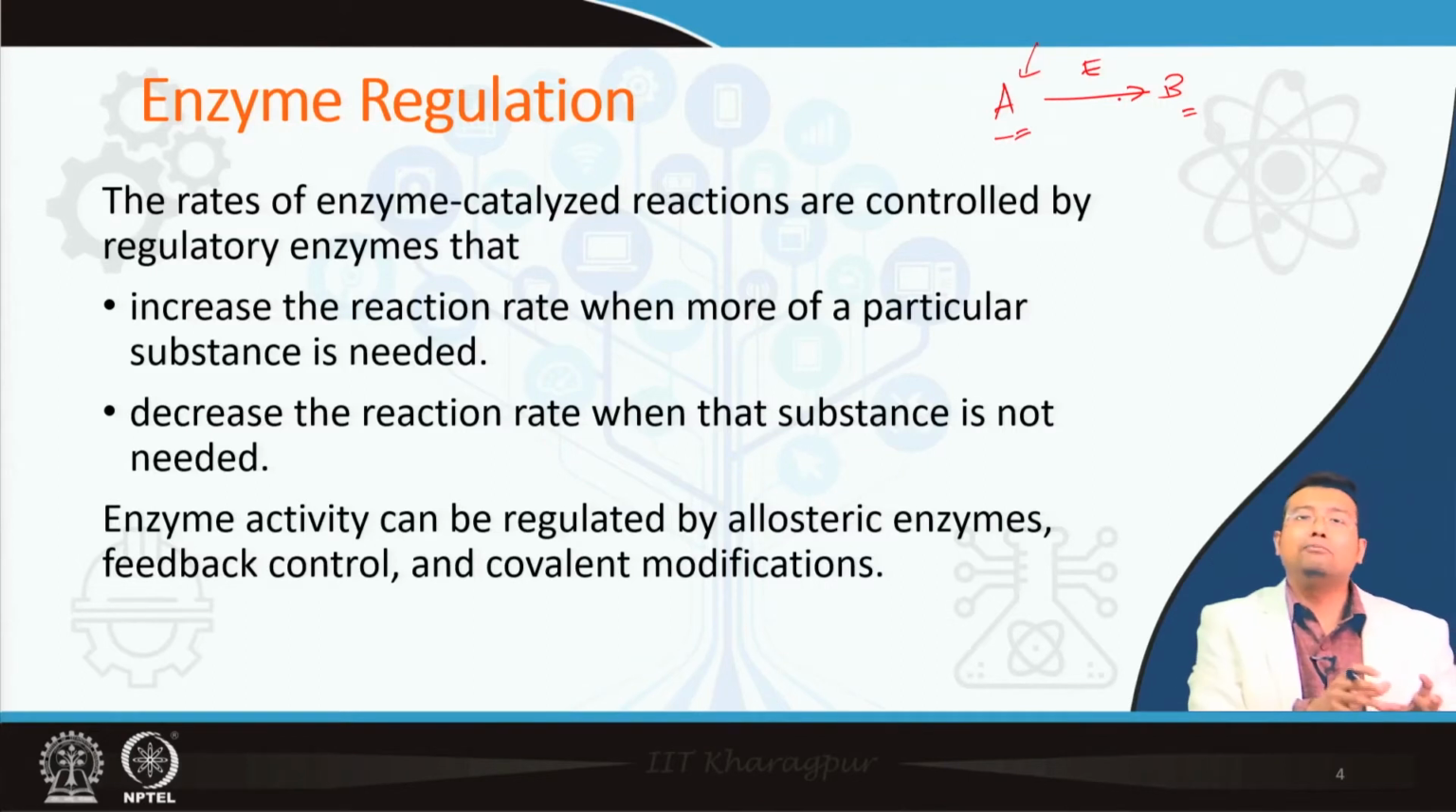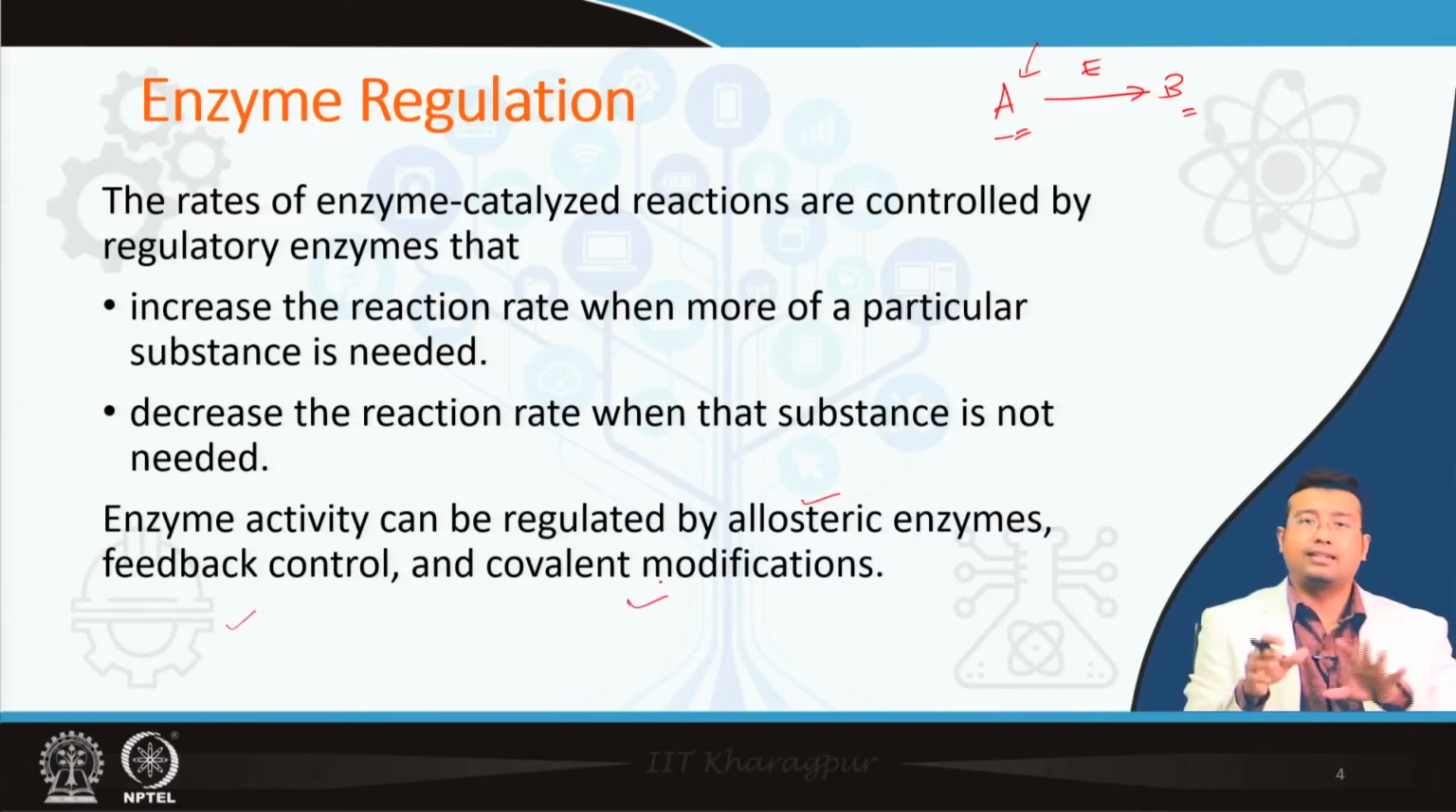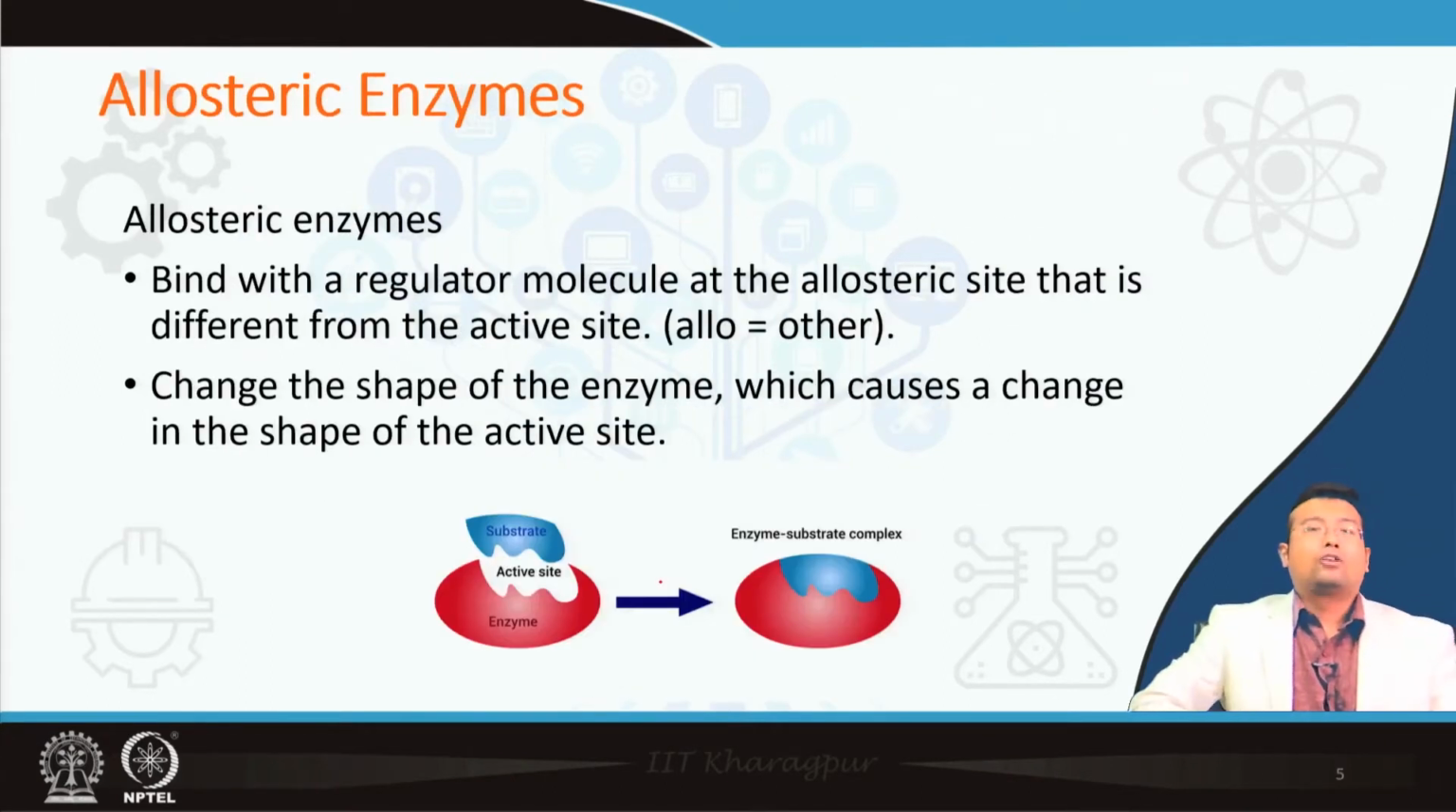So, when we need more B, the enzyme reaction rate will be high. When we do not need B, the rate will be controlled. This phenomenon is known as regulation. The control of enzyme action is known as regulation, and it can be regulated by multiple means. One is allosteric, one is feedback, one is covalent modification, and in this lecture I will make sure we learn everything. So, what is an allosteric enzyme?